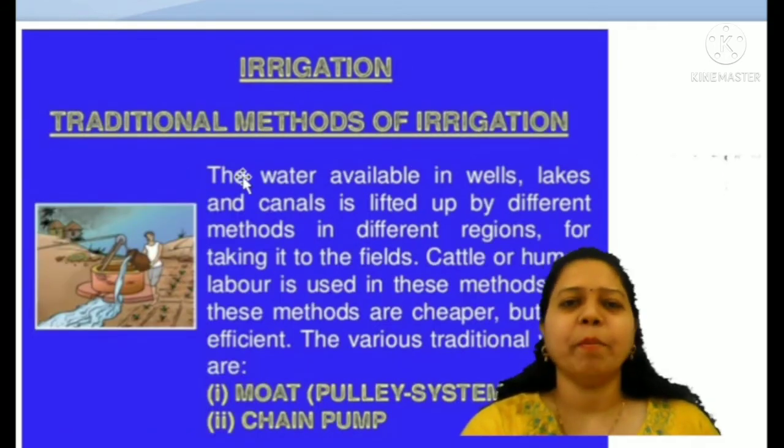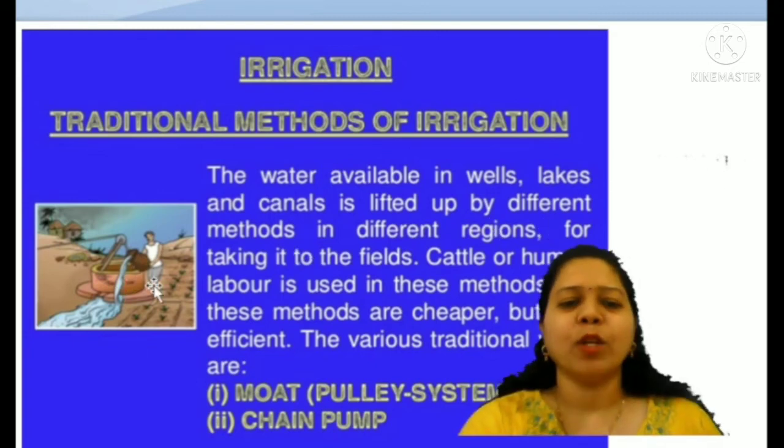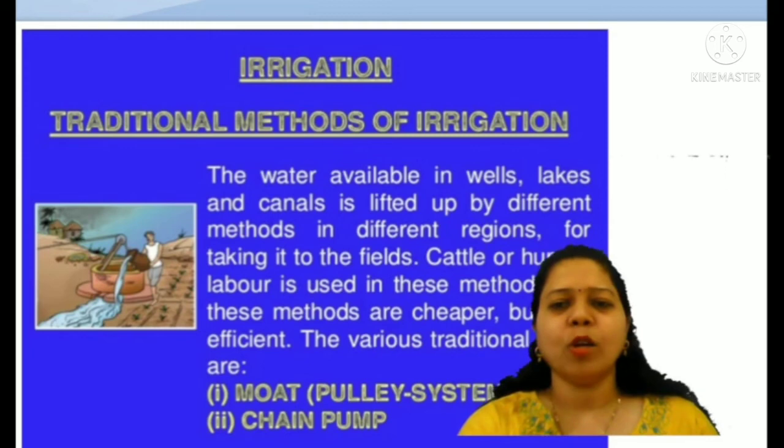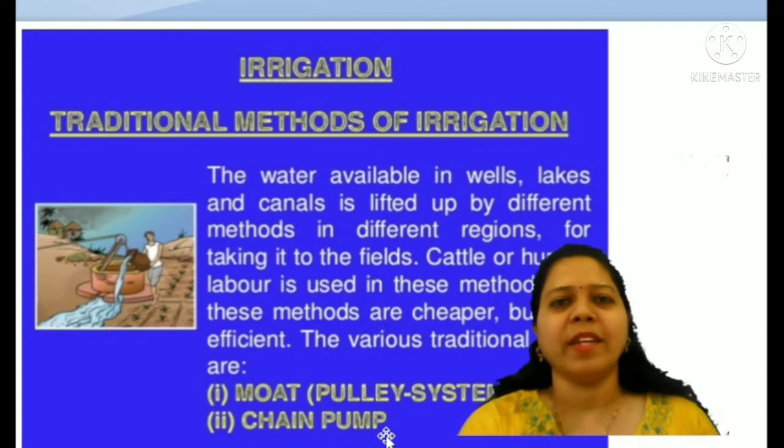Next, we'll see the traditional methods of irrigation. The water available in wells, lakes, and canals is lifted up by different methods. Like shown in this picture, we are using this instrument to lift the water, and with its help we are lifting the water from that well. For taking it to the fields, cattle or human labor is used in this method. These methods are cheaper but less efficient, and the various traditional ways are the moat and the chain pump.